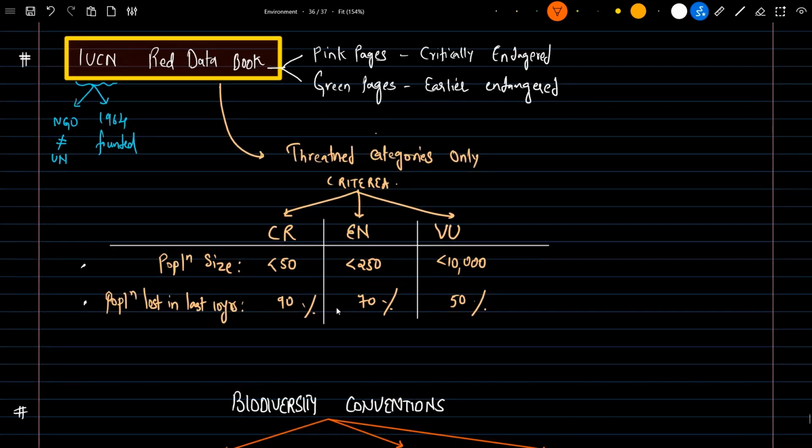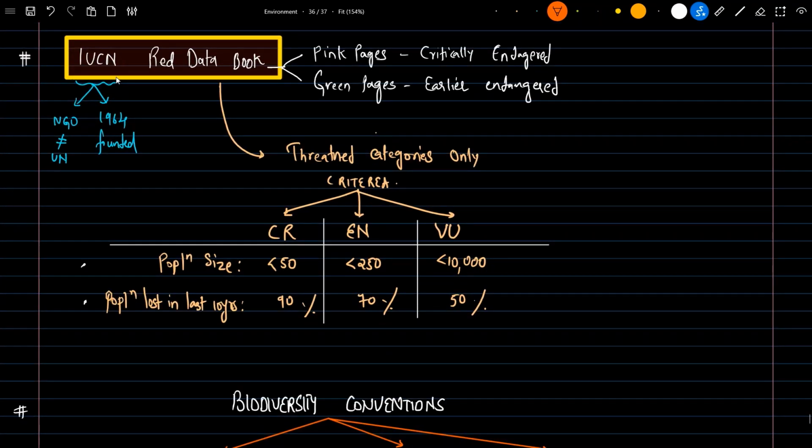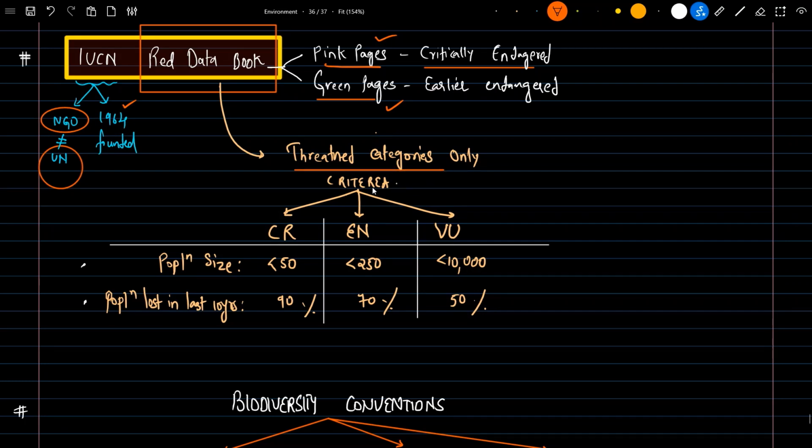Next thing is the IUCN Red Data Book. IUCN is the International Union for Conservation of Nature. It is basically an NGO and it is nothing related to the United Nations. It was founded in 1964 and it has a Red Data Book. It contains both pink pages and green pages. Pink pages contain the critically endangered species, whereas green pages contain species that were earlier endangered but are no longer endangered. This Red Data Book contains the red data list, basically of threatened species. So what is the criteria to be declared in this red data list?